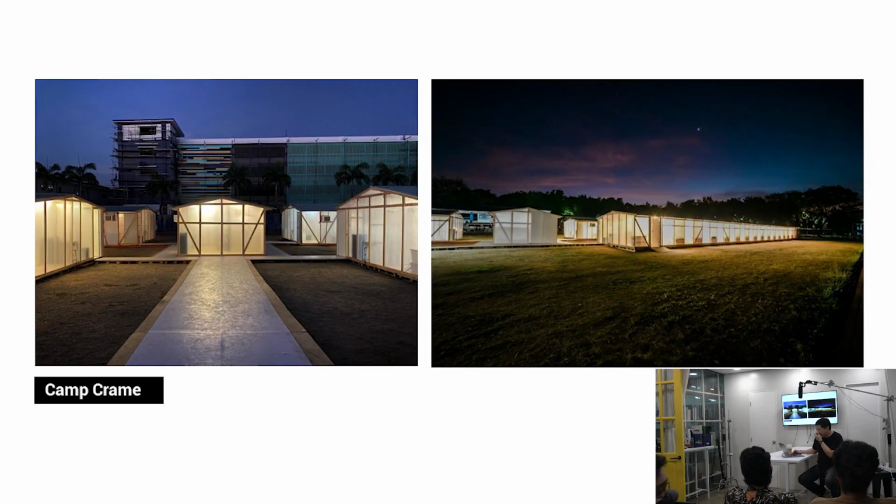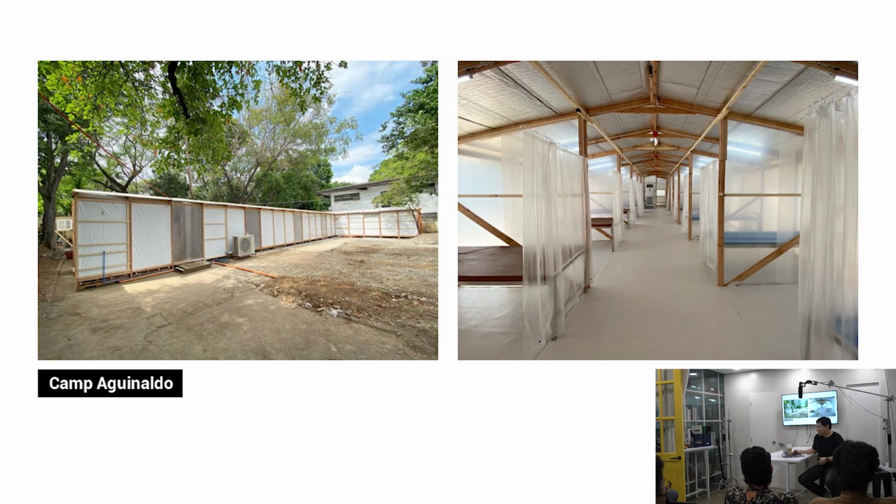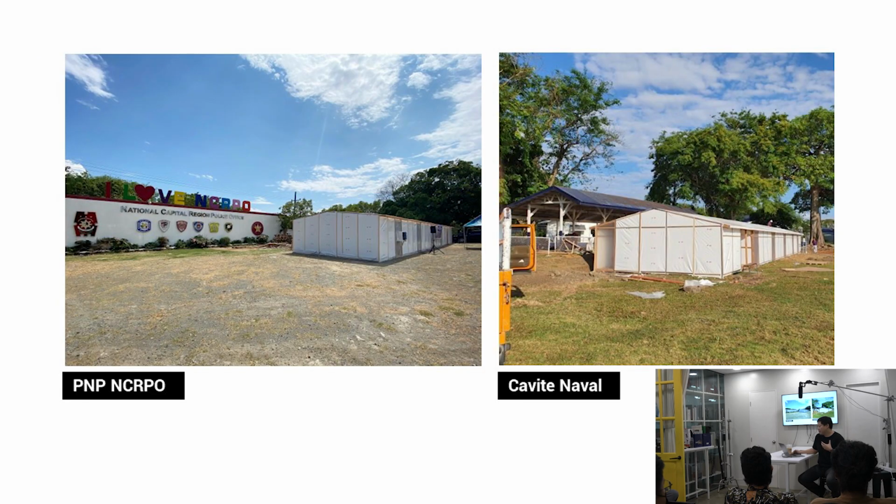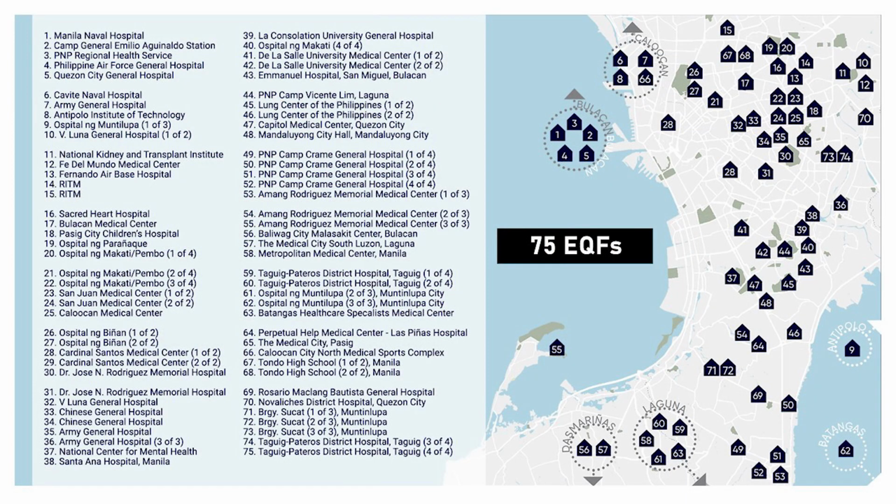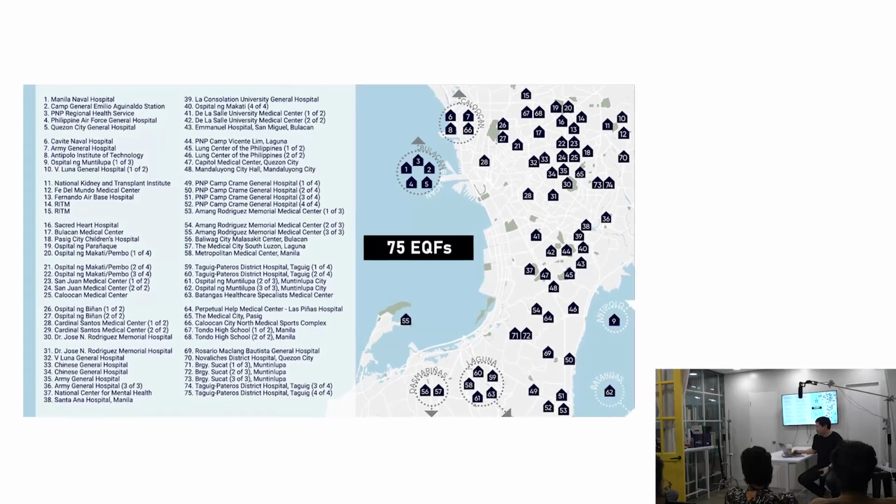And by doing so, we were able to quickly come up with about 75 facilities. I think by the time the government started building their facilities in June, we had about 75 of these facilities up, all over Greater Metro Manila.